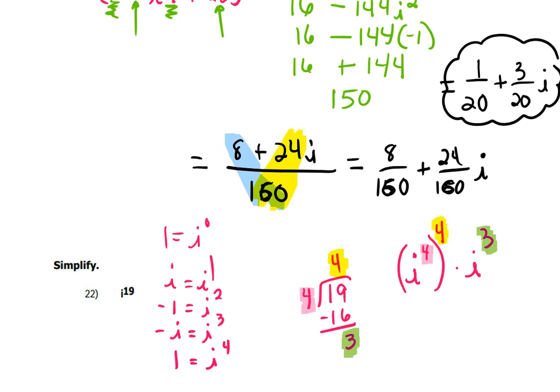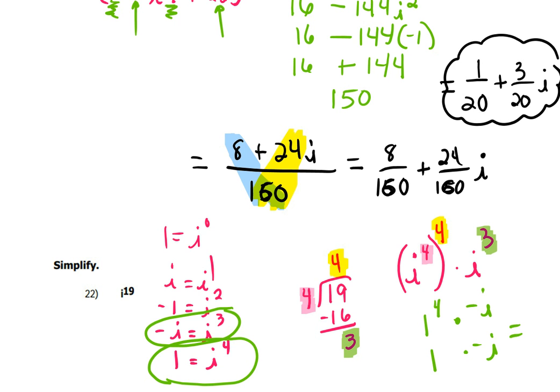Okay, and so i to the 4th right here is a 1. So this is really 1 to the 4th power, which is 1. And 1 times anything is just your anything. And then my i cubed is a negative i. So it's 1 times a negative i. So it's just negative i. Okay, and that takes care of the i problems in your review.